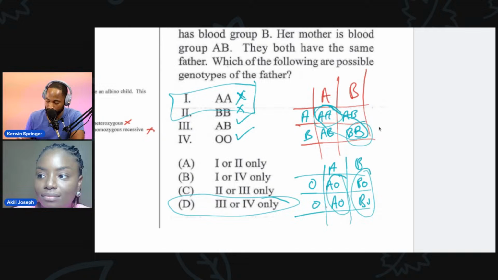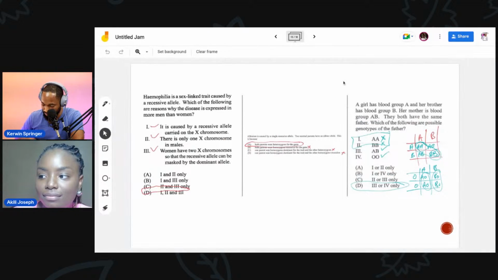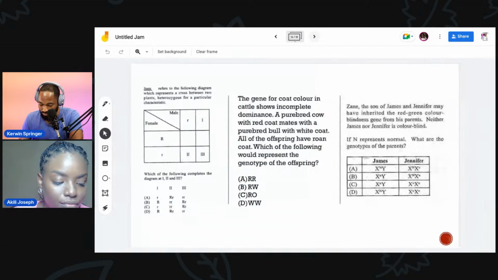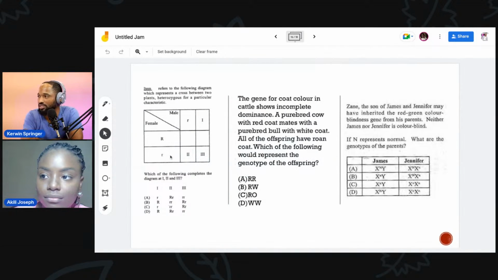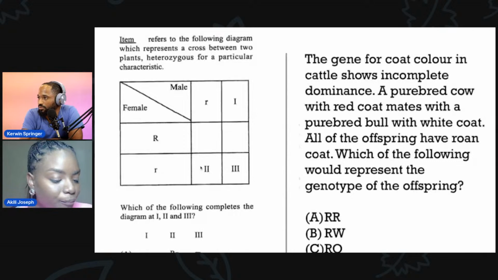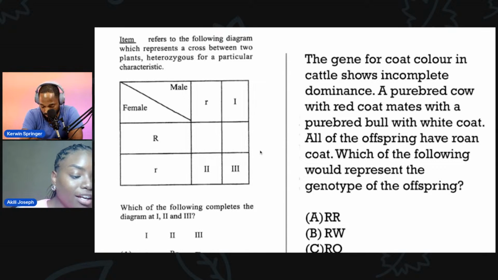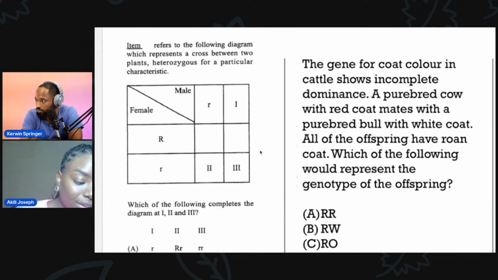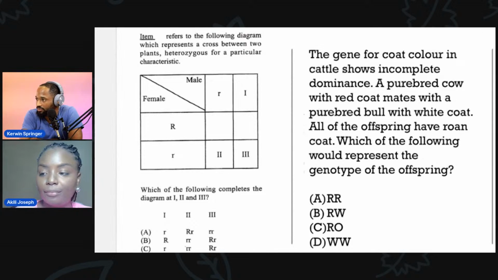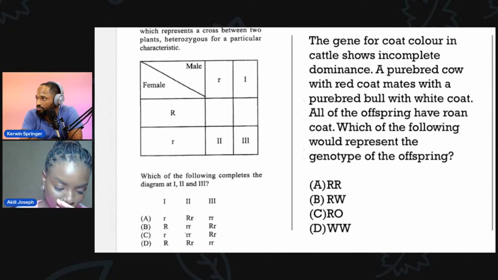Nice. Do we have any more? I think about 4. All right, let's jump in. Let's do this. Slide 16. This item refers to the following diagram, which represents a cross between two plant heterozygotes for a particular characteristic, and they're asking you which of the following completes the diagram at 1, 2, and 3.